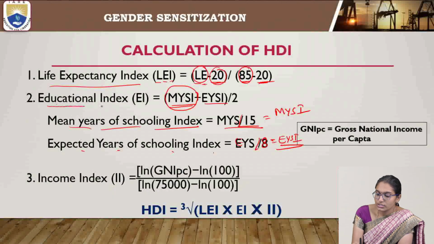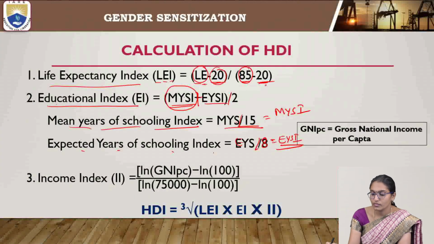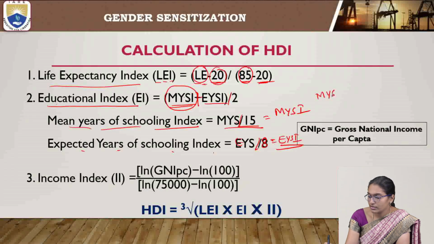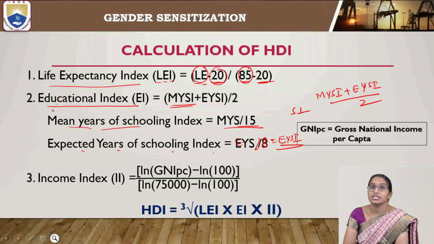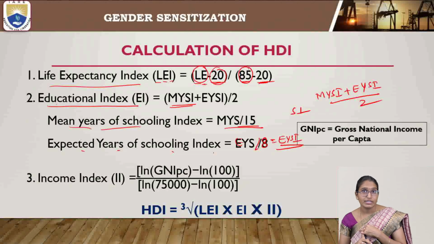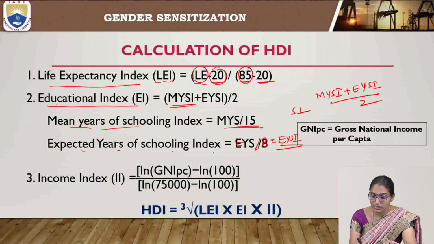So the total educational index is what? Mean year of schooling index plus expected year of schooling index, divided by 2. Why? Because this is an average. So it is the average of mean year of schooling index plus expected year of schooling index, by 2. Okay. So this gives us the educational index. So we have studied what is life expectancy index and educational index.